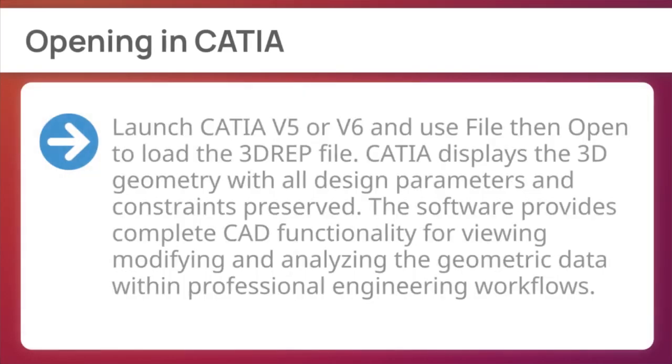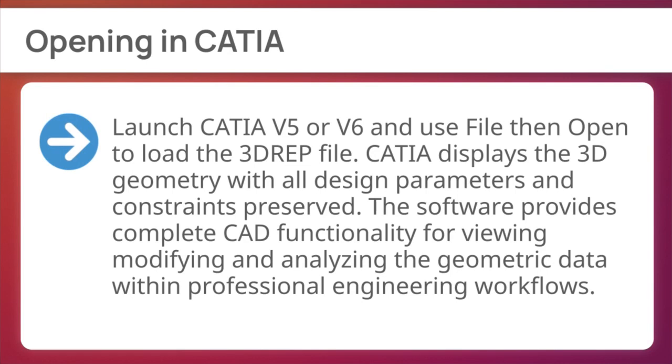First, opening in CATIA. Launch CATIA V5 or V6 and use File then Open to load the 3DREP file. CATIA displays the 3D geometry with all design parameters and constraints preserved. The software provides complete CAD functionality for viewing, modifying, and analyzing the geometric data within professional engineering workflows.